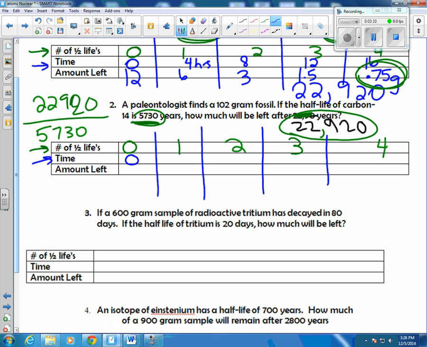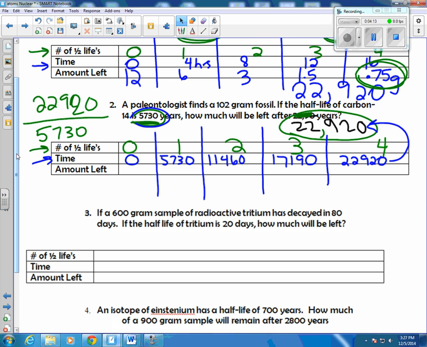After one half-life, 5,730 years go by. And now for each additional half-life, you're just going to add another 5,730. So 2 half-lives, we get 11,460 plus 5,730 equals 17,190. And again, add that number plus 5,730, and we get 22,920. We double check. Our numbers match up, so we know that we're good.